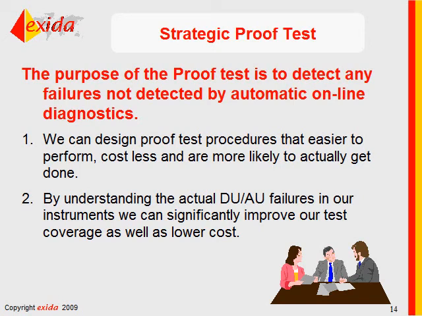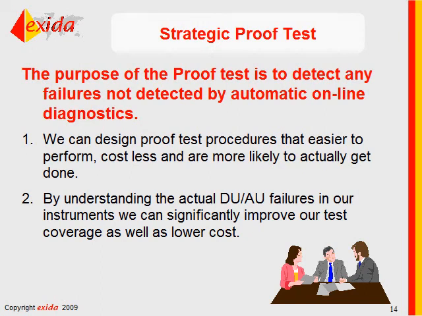So, given that objective, and this is not something that Exeter came up with, this is what is written in the standard, what we need to do when it comes to a proof test, we need to design a proof test procedure that is able to detect those failures that are undetected by automatic diagnostics. And if we are able to focus our proof testing on the detection of those failures, then arguably we can come up with easier to perform procedures that cost less, arguably more likely to be executed.